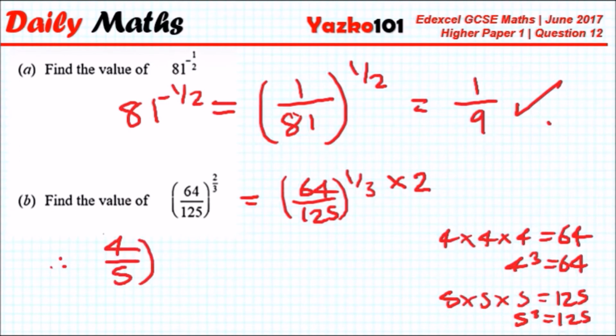And now all we're going to do is deal with the 2 part, which is squaring. So squaring both numbers, the square of 4 is 16 and the square of 5 is 25. And that's it, guys.